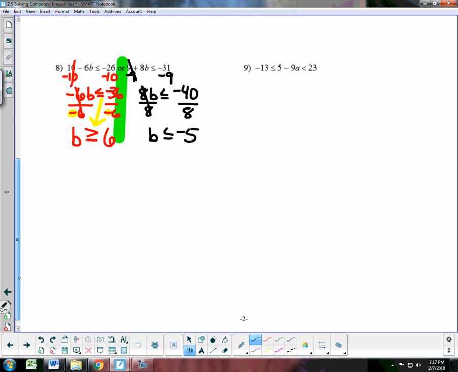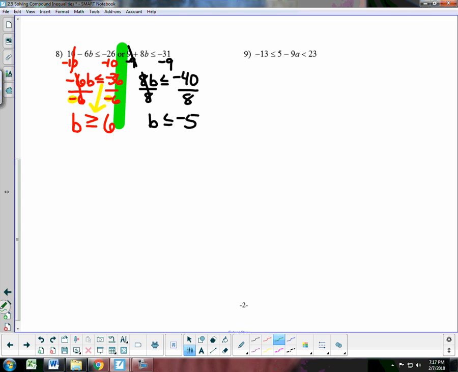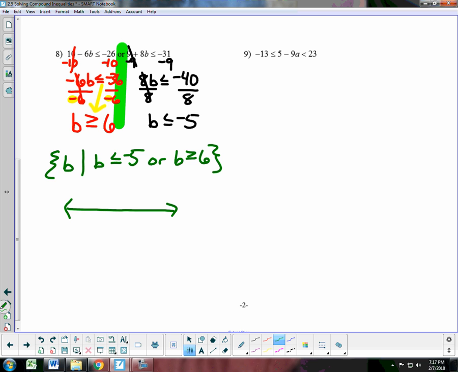Okay, let's put that together in an answer. So all b values such that, let's start with the smaller one, so b is less than or equal to negative 5, or b can be greater than or equal to positive 6. Graphing, negative 5 on the left, positive 6 on the right. Closed circles for both, and just like the other OR situations, we shade to the outsides.